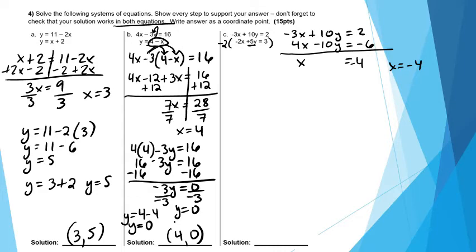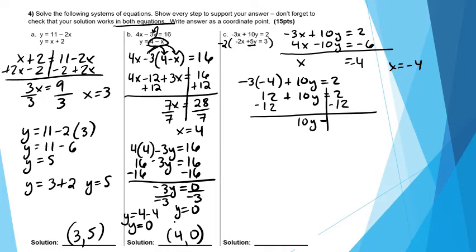So now I have to check in both of my equations. So negative 3 times negative 4 plus 10y equals 2. I have 12 plus 10y equals 2. I'm going to subtract 12 from each side to combine my like terms. So I have 10y equals negative 10. I'm going to divide by 10, and I get that y is negative 1.